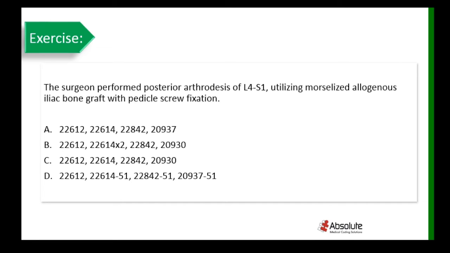A, 22612, 22614, 22842, and 20937. B, 22612, 22614 times 2, 22842, 20930. C, 22612, 22614, 22842, 20937, and D, 22612, 22614 with a 51 modifier, 22842 with a 51 modifier, and 20937 with a 51 modifier. The surgeon performed posterior arthrodesis of L4 through S1, utilizing morcellized allogenous iliac bone graft with pedicle screw fixation. I almost caught myself. All right, coders, pause the presentation to solve.